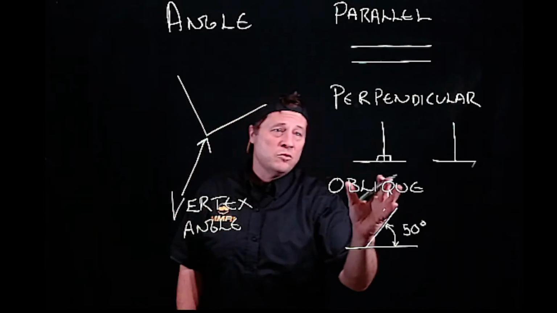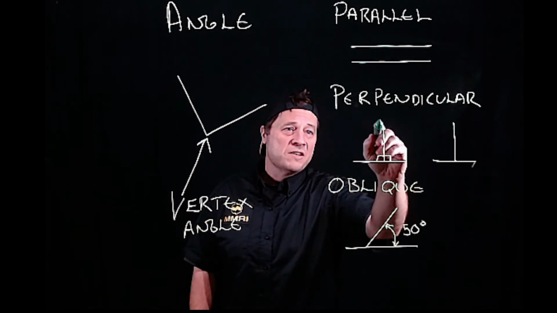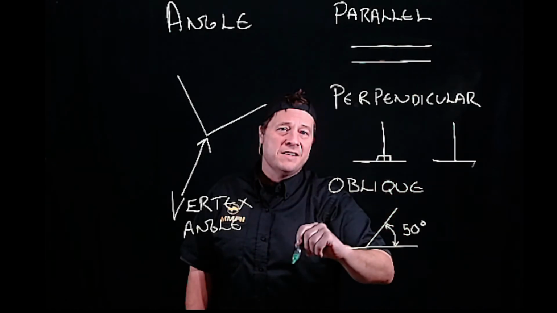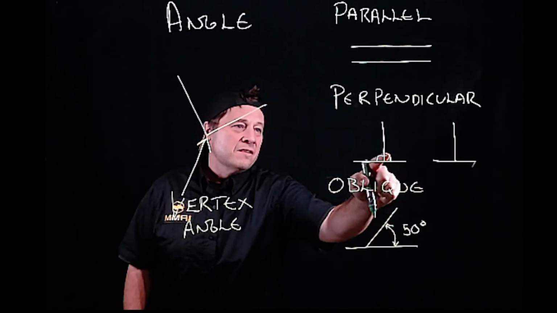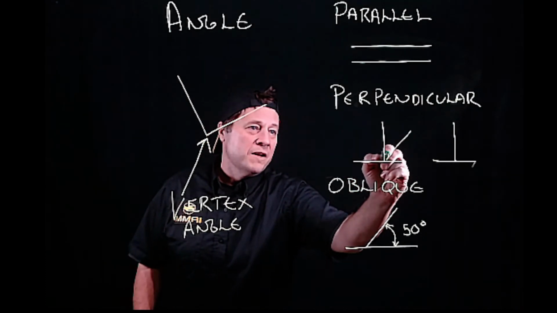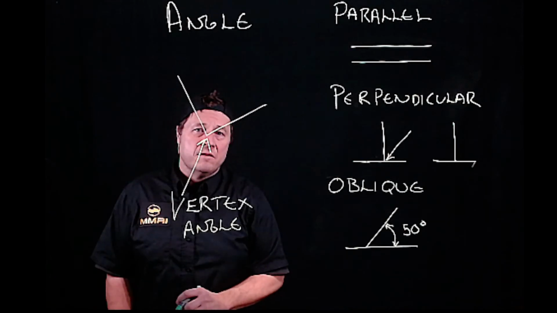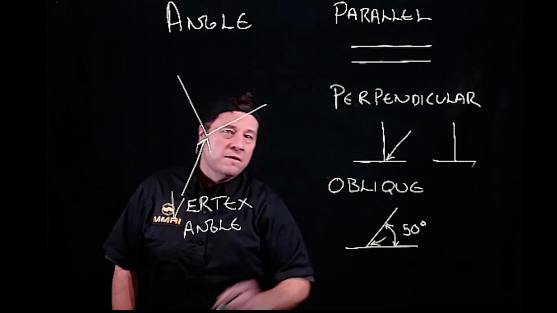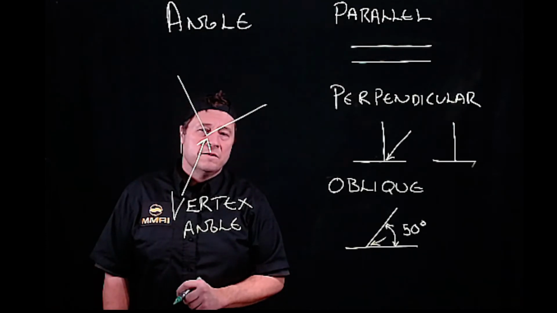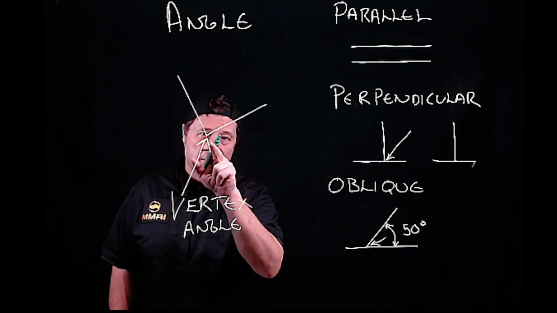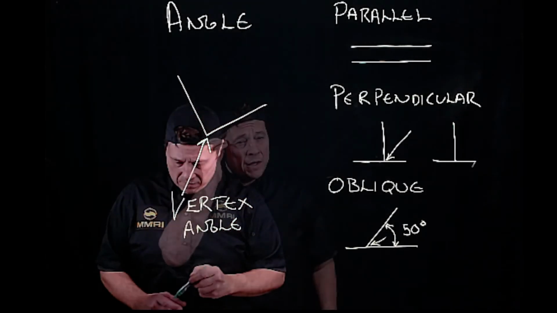And it's any two lines. This is the symbol for perpendicularity. We have this line meets this line at 90 degrees. But this point where they meet, right in there, that's the vertex angle. Okay, so there's other angles that we talk about, but this is the vertex angle.